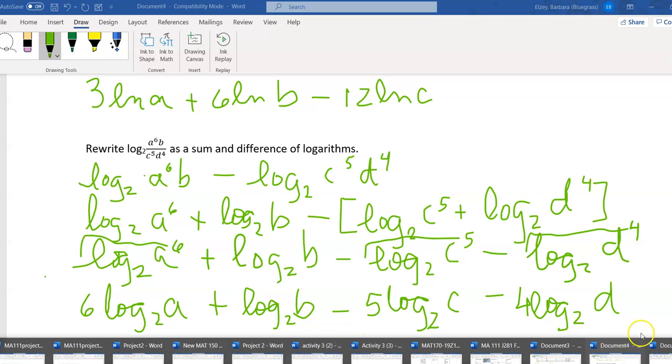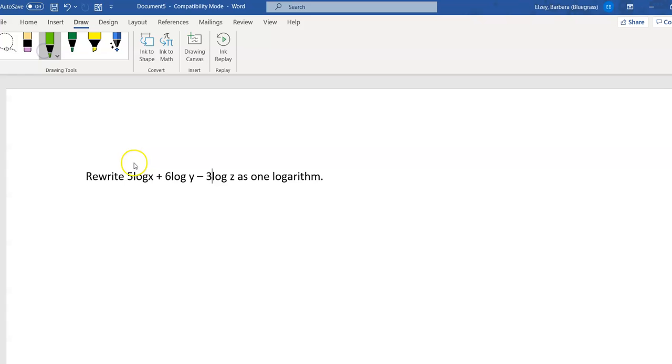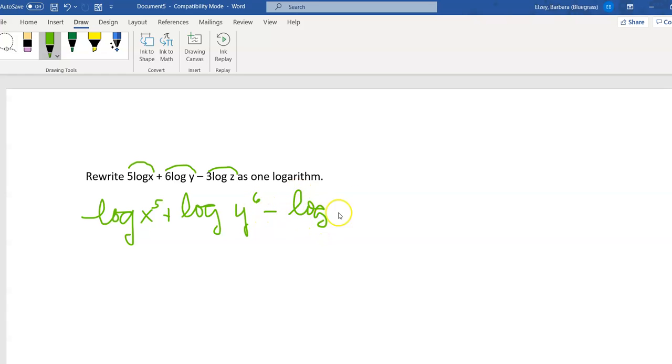So let's go back to the one that I had here. All right, so we're going to rewrite 5 log x plus 6 log y minus 3 log z as one logarithm. Going backwards from what we did last time, we're going to pull all the numbers that are in the front into the exponents. All right, so this will become log of x to the 5th plus log of y to the 6th minus log of z to the 3rd. All right, so we pulled all the exponents back from the front into exponent form again. We're just taking that property backwards.